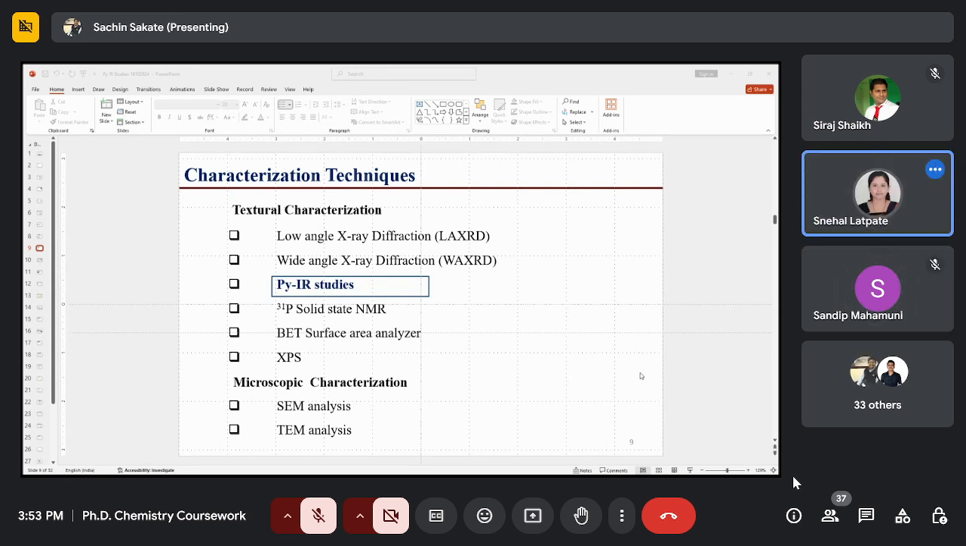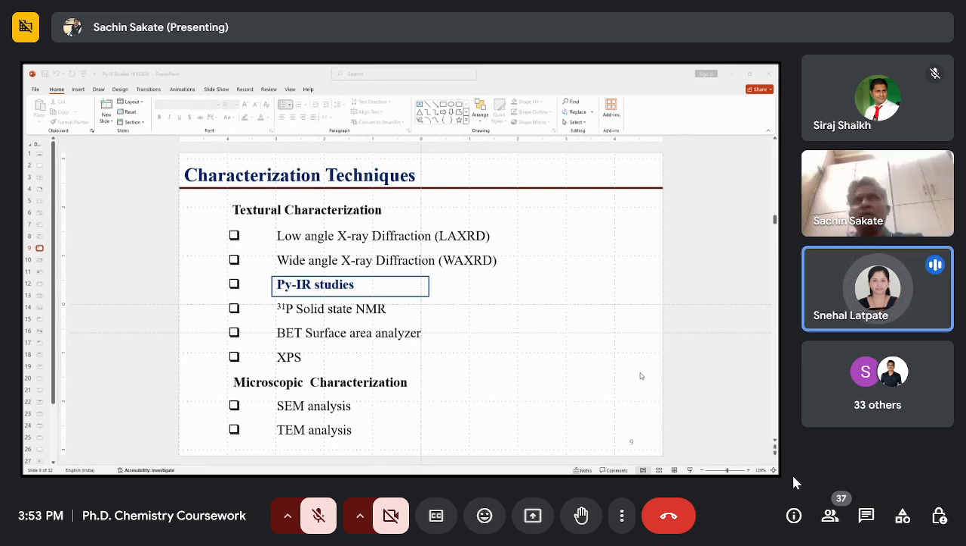Selectivity in bonding. Snehal, I'm listening carefully, but your voice is too low. You get selectivity in bonding. Okay, we will come to that point in a little bit of time.